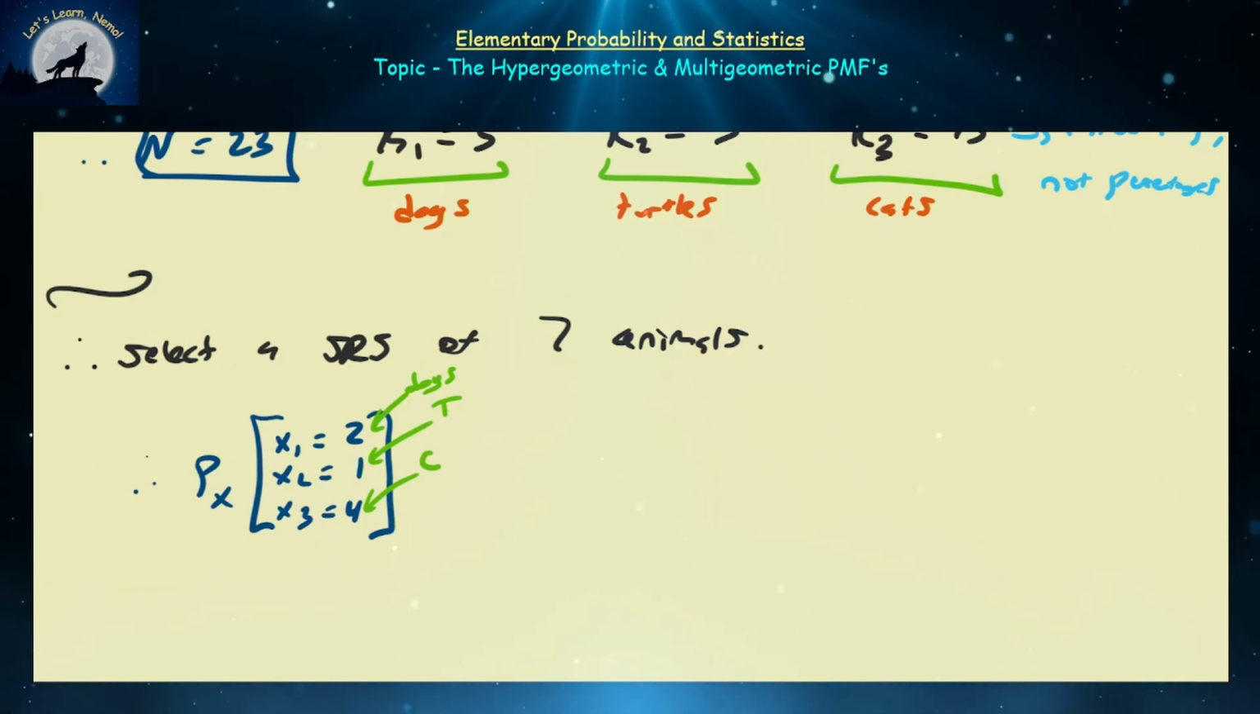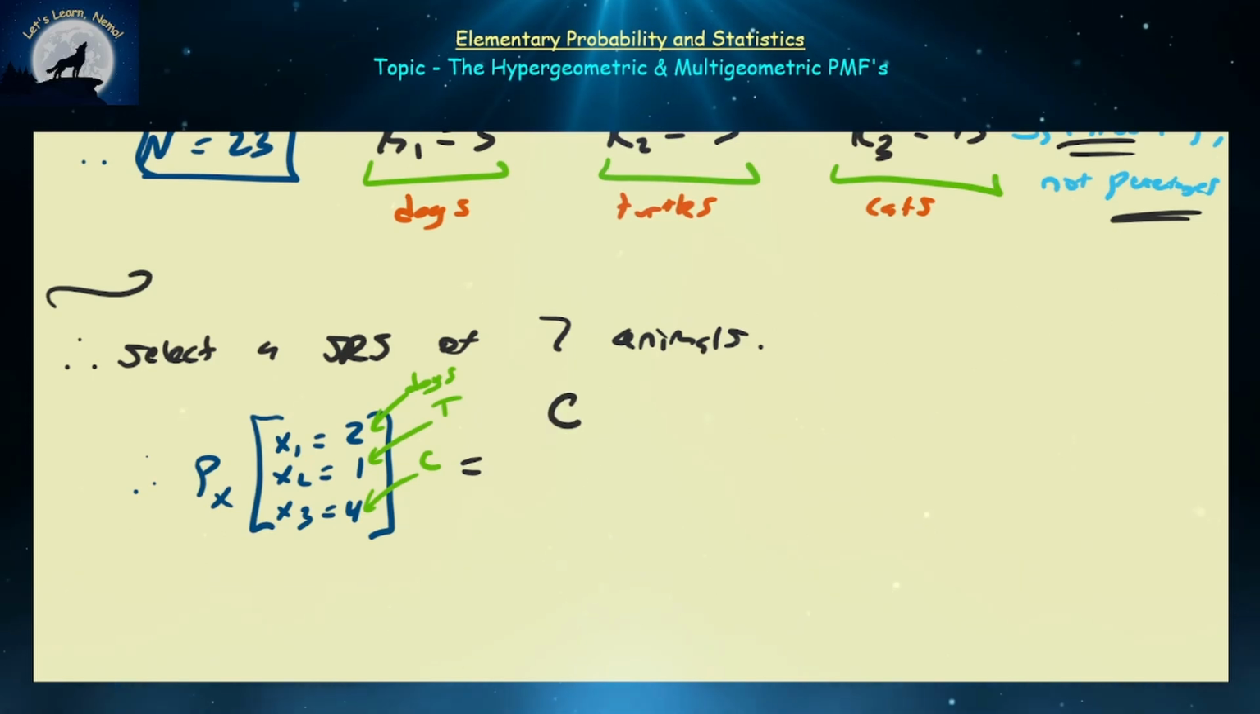So what is this going to be? This is going to be equal to all of the rearrangements of these 7 animals. So that's going to be 7 factorial over 2 factorial, 1 factorial, 4 factorial. But keep in mind, I cannot just use the multinomial distribution and just replace our p's with the ratios, because it doesn't account for the rearrangements of the samples. So since we have ratios, not percentages, this is going to be a multigeometric structure.